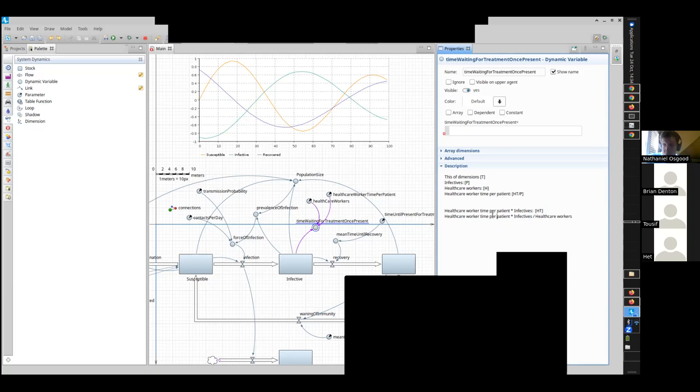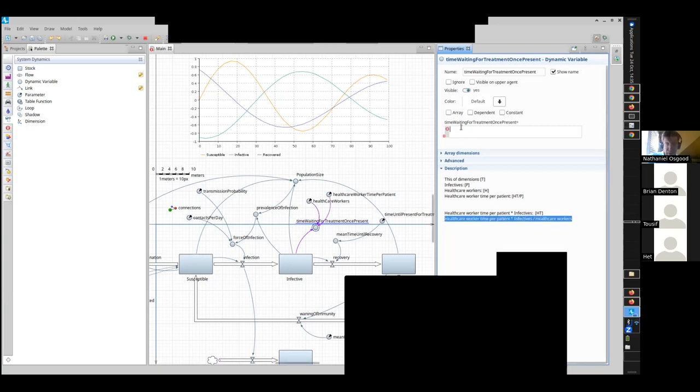Imagine we have 50 infectives to be treated. We need one day each, and all we have is one healthcare worker. If we have 50 infectives to work through, each one requires a day, and we have only one healthcare worker, how long will it take? 50 days. Yeah, so this seems pretty reasonable. So we'll stick it in there.